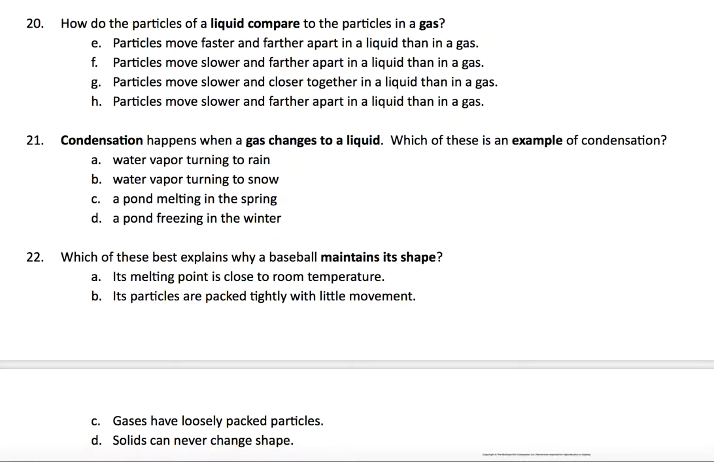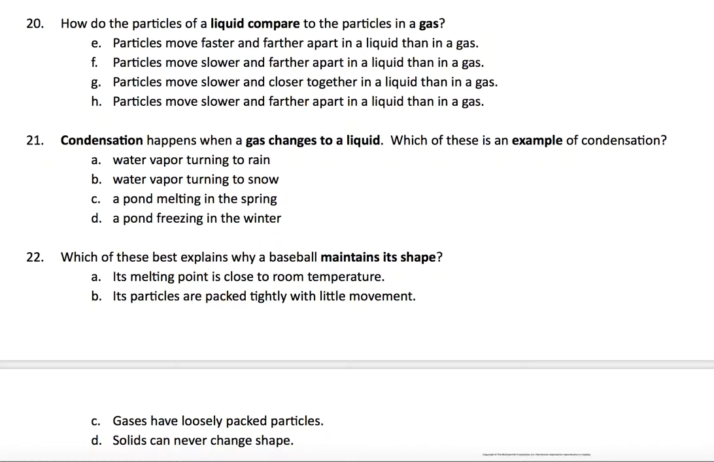Question 20. How do the particles of a liquid compare to the particles in a gas? A, particles move faster and farther apart in a liquid than in a gas. B, particles move slower and farther apart in a liquid than in a gas. C, particles move slower and farther apart in a liquid than in a gas. D, particles move slower and farther apart in a liquid than in a gas.